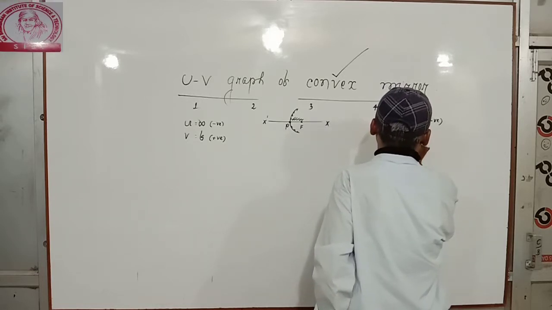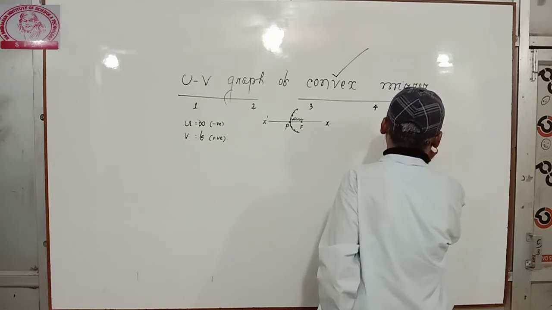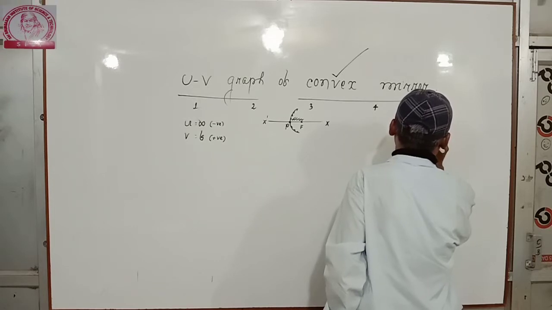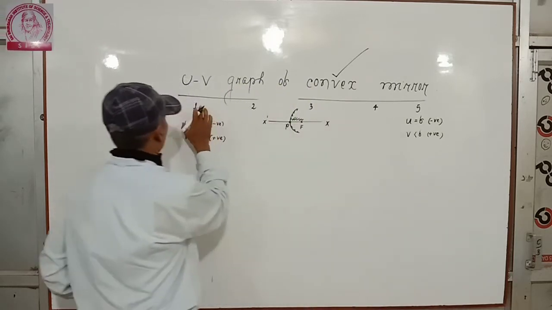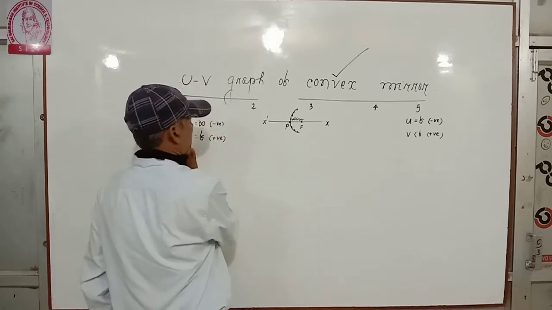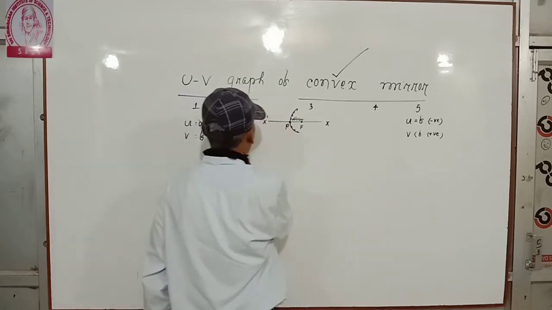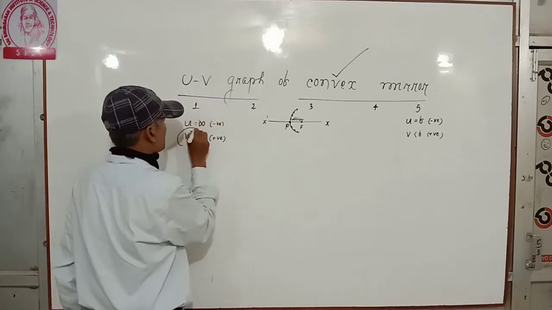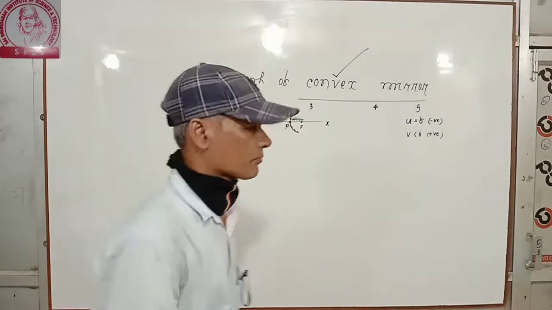P is less than F and it is positive. This is case number 5 and also it is positive. So in all the 5 cases, V is positive, U negative, maximum value of V is F. Okay, over.